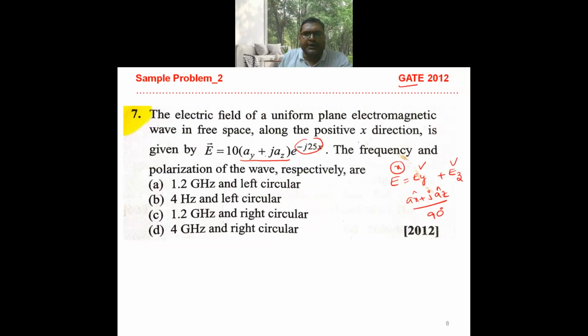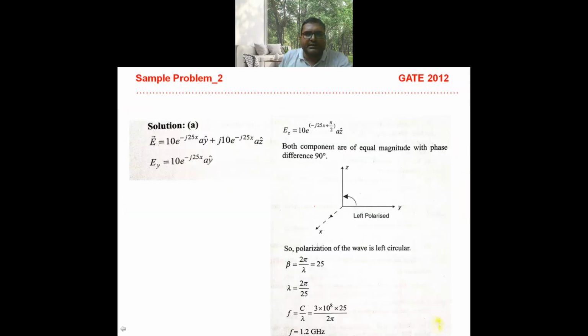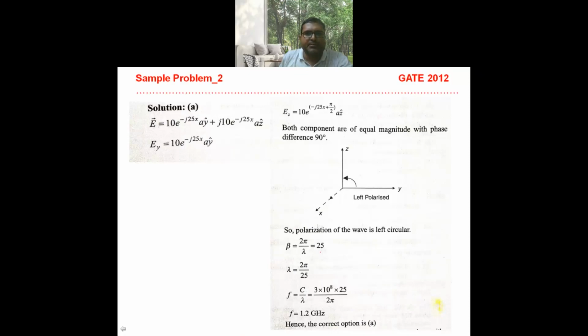Once again, they are equal in magnitude. We can conclude the magnitudes are equal with 90 degrees phase. Circular polarization. Refer to the solution. With substituting suitable parameters, we get the frequency 1.2 gigahertz. The right option is A.